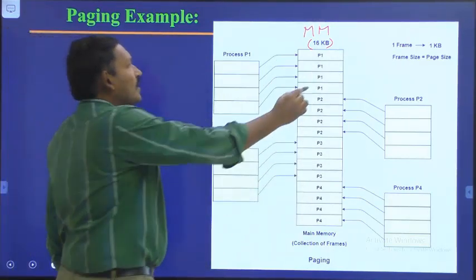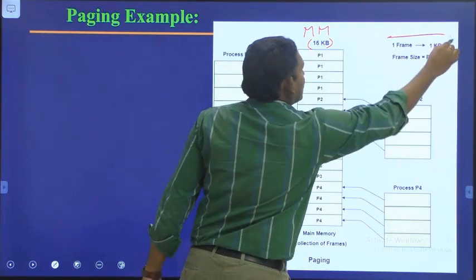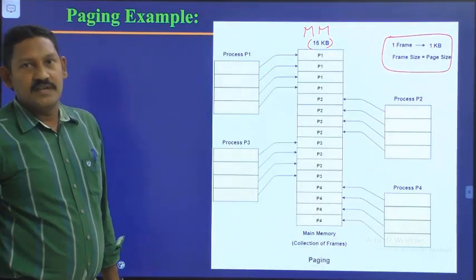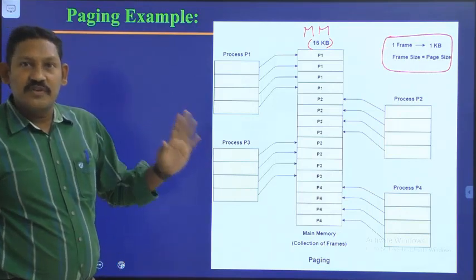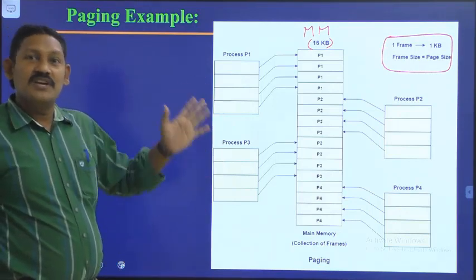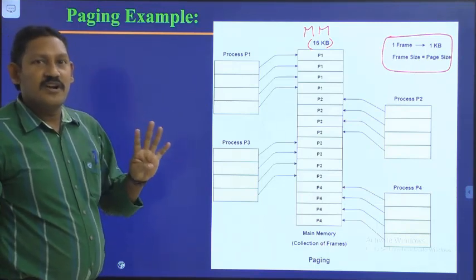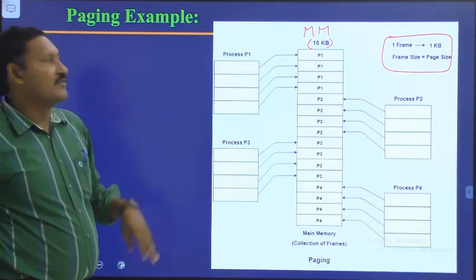Okay. So one frame, see here, one frame, is 1 KB. So the frame size is equal to page size. The size of each frame is 1 KB. The size of each page is also 1 KB. Okay, let us suppose we have 4 different processes, P1, P2, P3, P4.